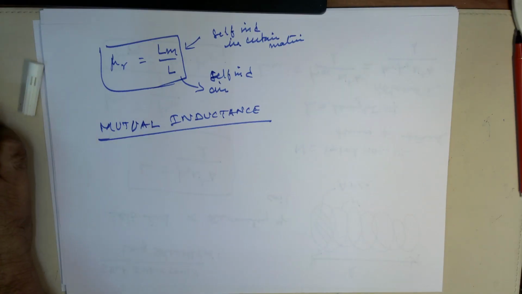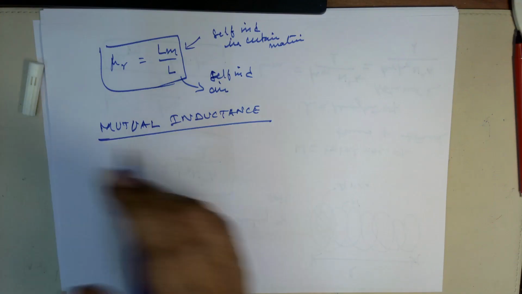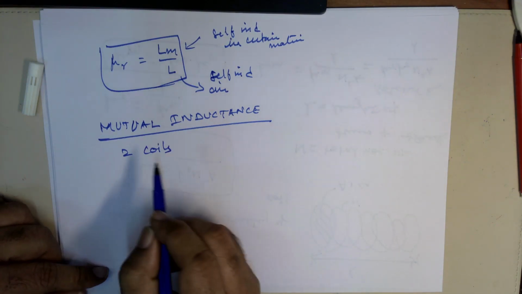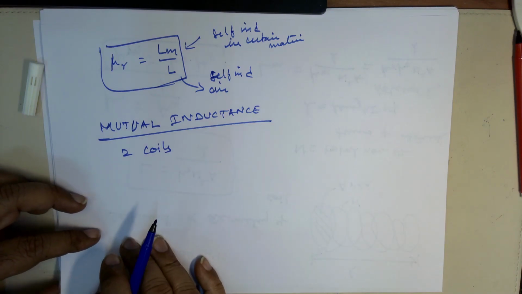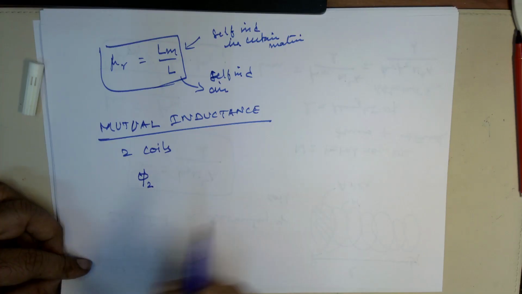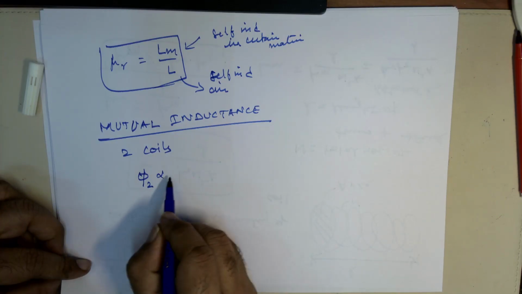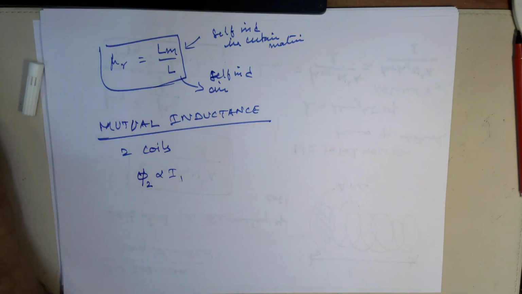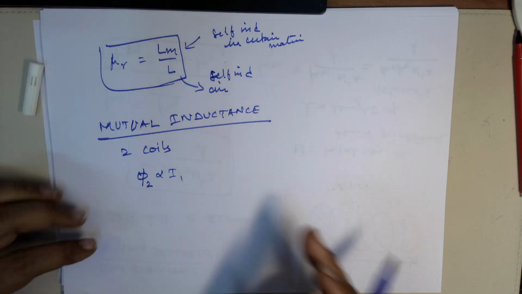As I already mentioned, when you consider two coils, there arises mutual inductance. Two coils. So the flux in the second depends on the current passing through the first coil. So the flux linked with the second coil, that is coil 2, is proportional to the current passing through.